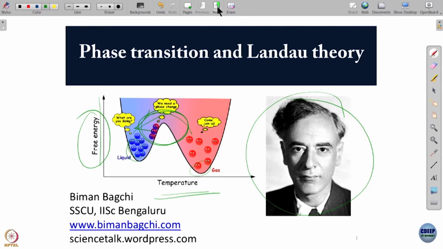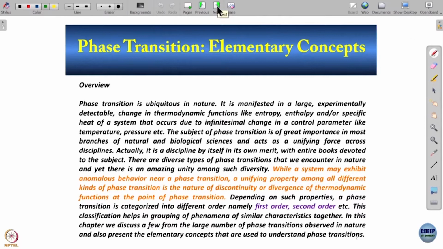So we will now do. This is the kind of thing from the book, that phase transition is ubiquitous. It manifests a large and very important thing of phase transition: a large, experimentally detectable change, a macroscopic change. But the macroscopic change takes place with an infinitesimal change. That means I change something very small, but something very big happens.